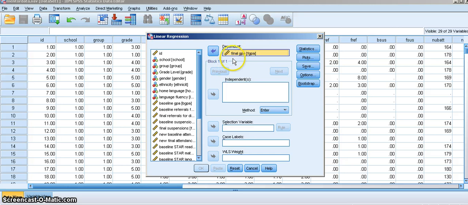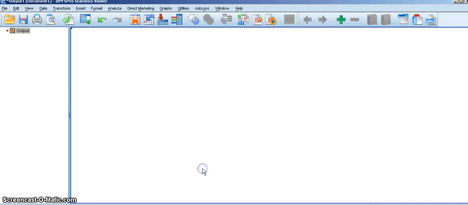The independent variables are the ones that are the predictors, or the variables that we're using to predict our outcome variable. So in this case, since we're doing simple regression, we're going to have only one independent variable. In our case, we said we're going to use baseline GPA as our independent variable or our predictor. We're going to move that under the independent field, and all we have to do is just click OK.